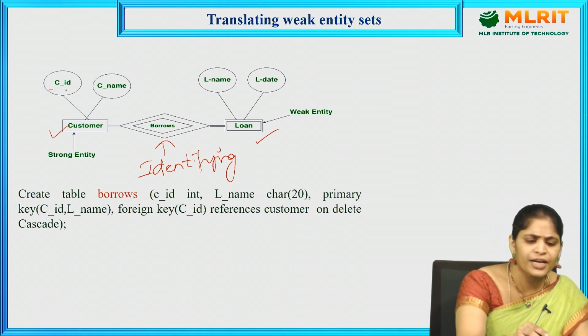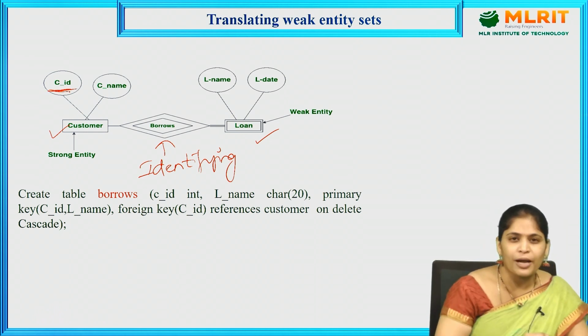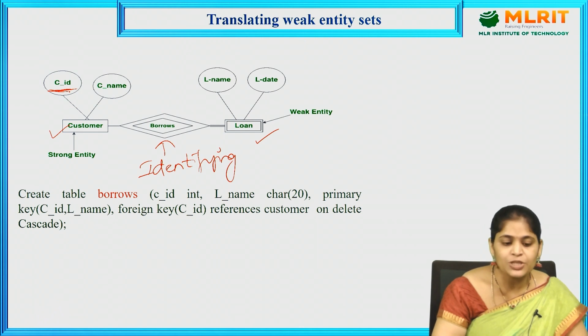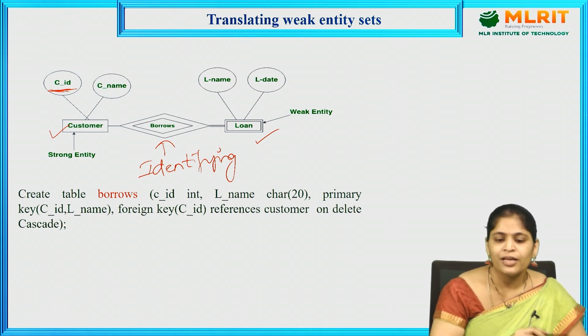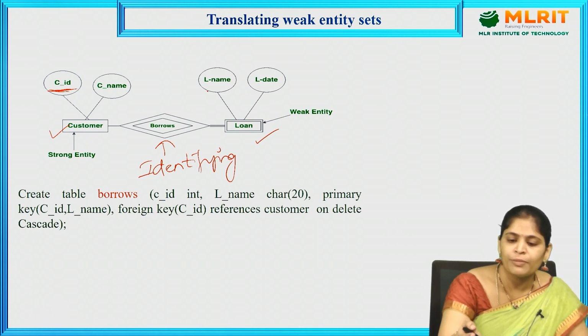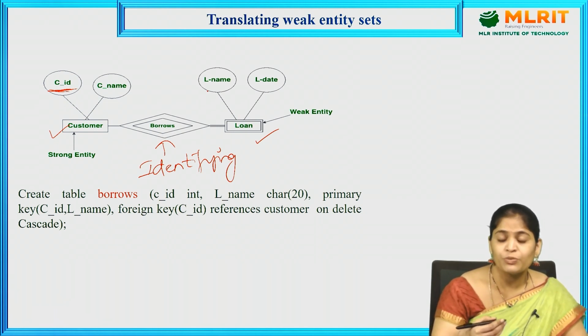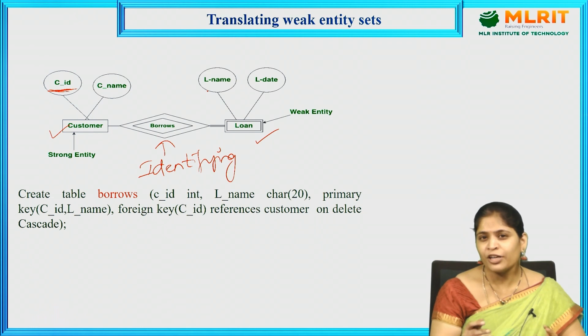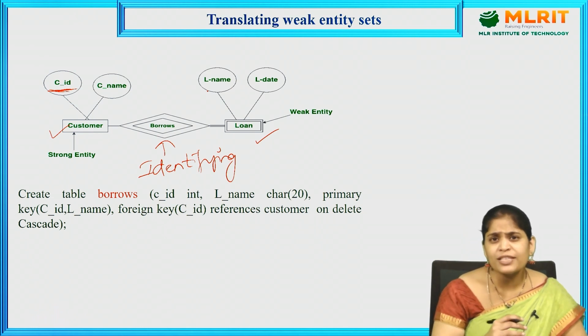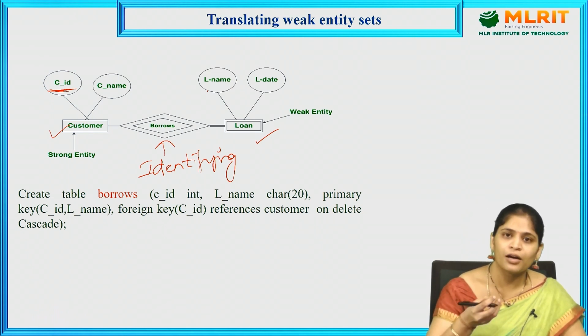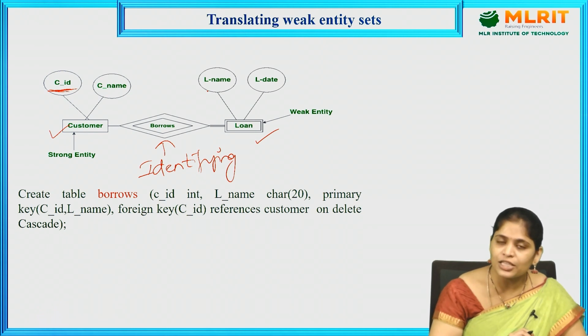So, here CID will be considered as the primary key. Why? Because it will be unique. That's why it is considered a strong entity. And here we have loan name and loan date. For loan name, we can have the same loan names taken by different types of customers on the same date also. So, we cannot retrieve the data uniquely. That's why it can be considered a weak entity.